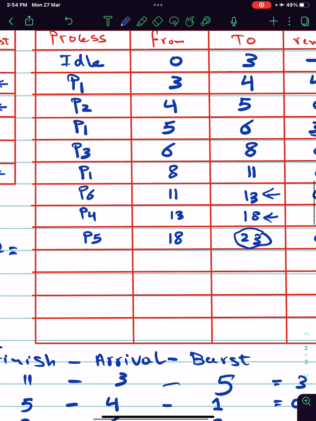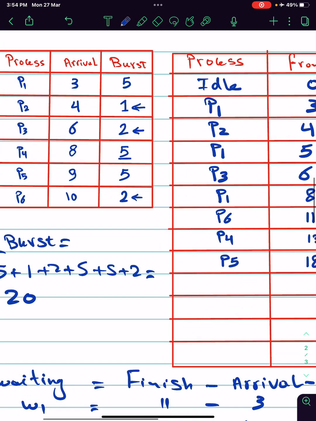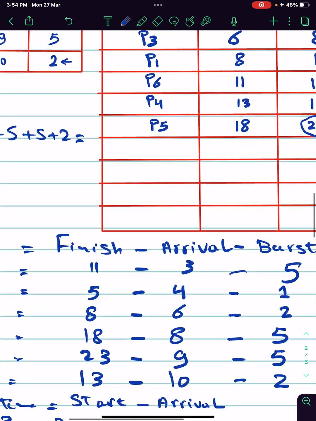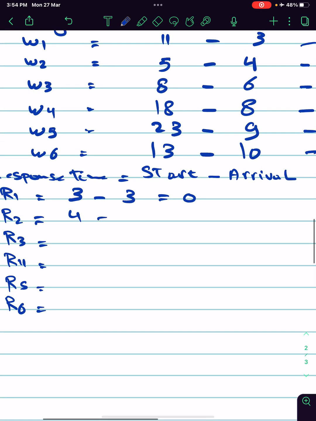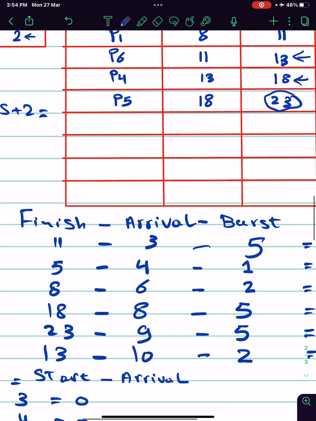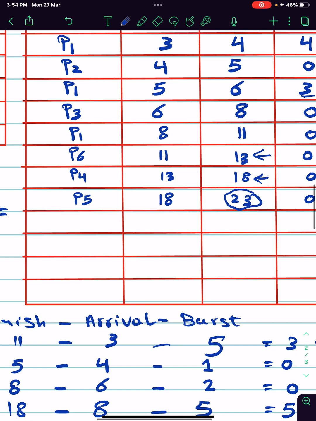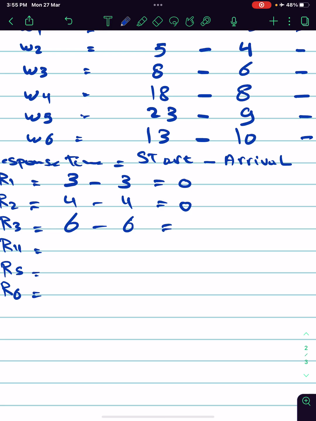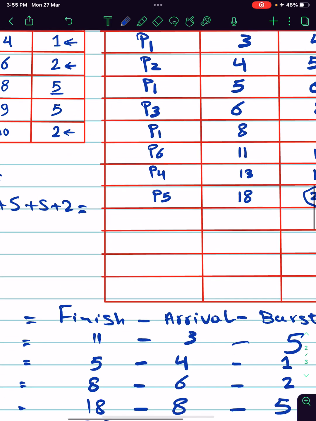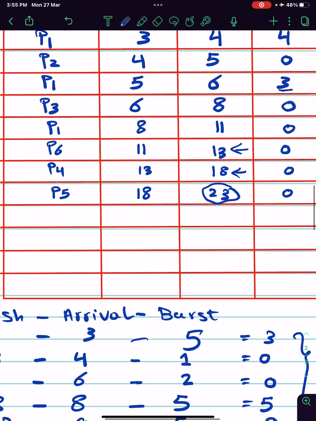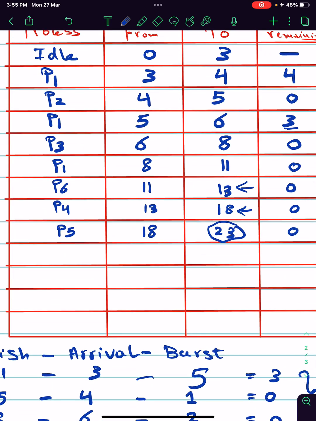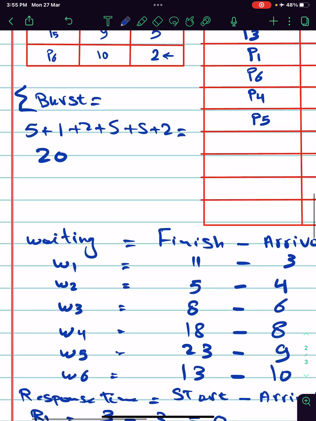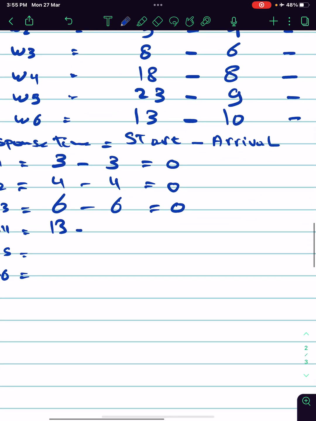Response 2 for process 2. Process 2 arrived at time 4 and started at time 4, so this is going to be 4 minus 4, a 0. Process 3 started at time 6 and arrived at time 6, so this is going to be also a 0. Then process 4 started, as you can see, at time 13 and it arrived at time 8. So you have here 13 minus 8, that waited for a whole 5. Sorry. Okay.